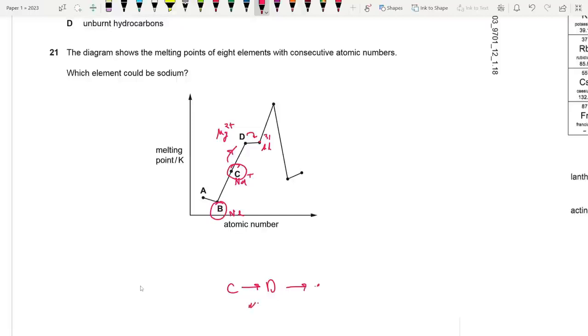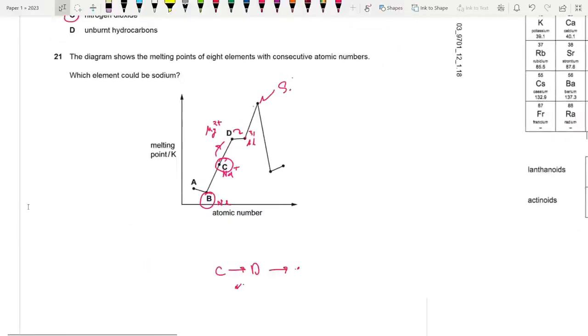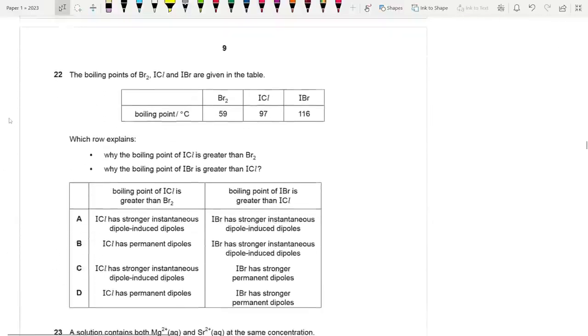And the lowest one is probably a noble gas. That's how it works, okay? And clearly, check this out. The one after aluminum has such a high melting point. It is clearly silicon. This one over here is silicon because it has a giant structure, right? Giant covalent structure. Okay, moving on to question 22.